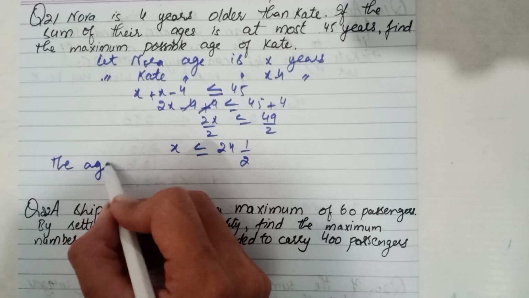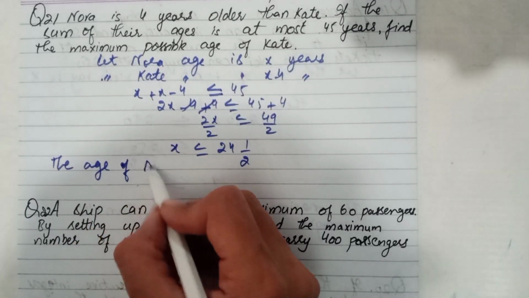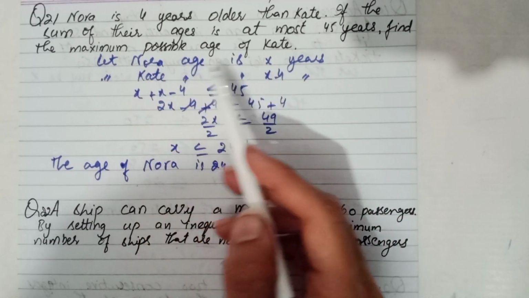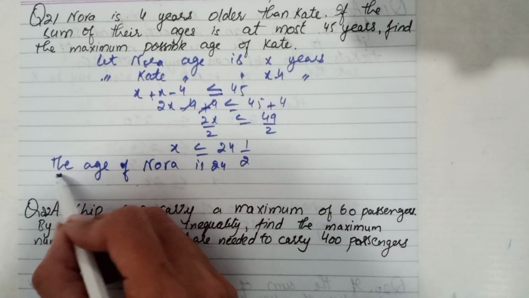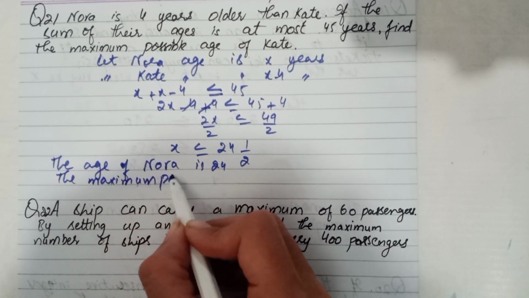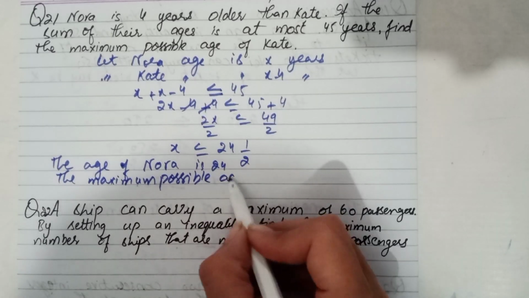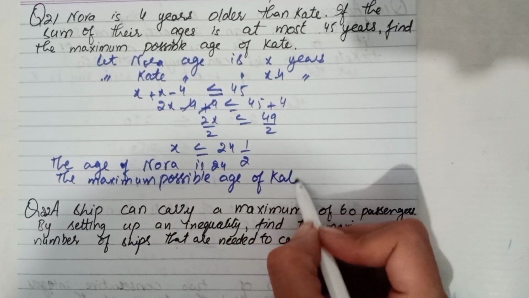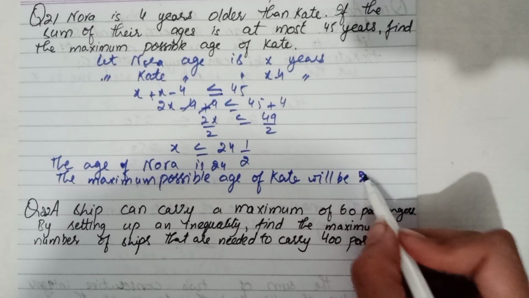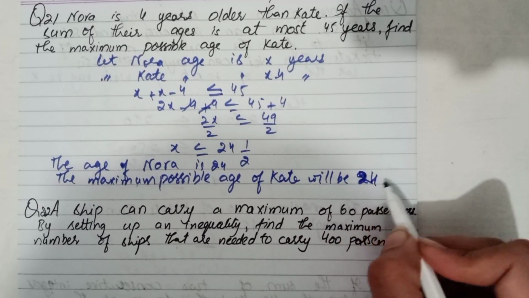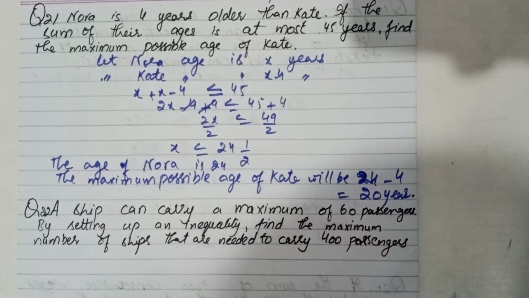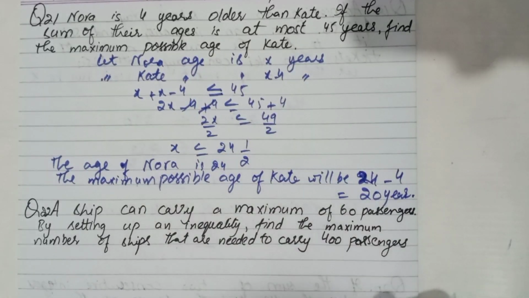The age of Nora is 24. Now we have to find the age of Kate. The maximum possible age of Kate will be 24 minus 4 and we get 20 years. Now students, question number 21 is solved.